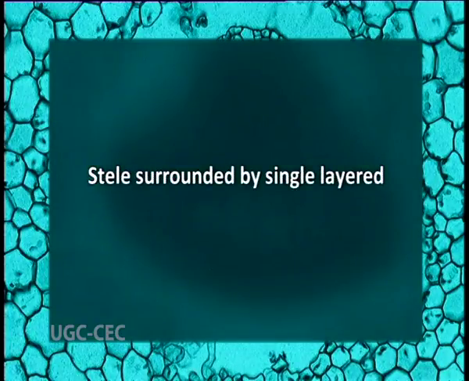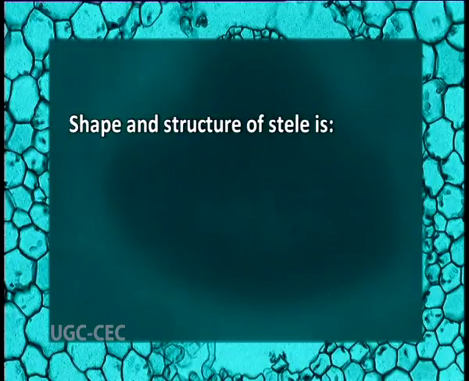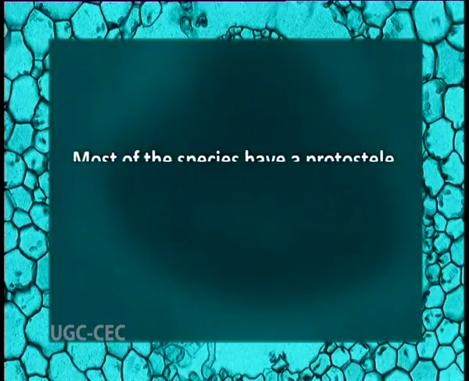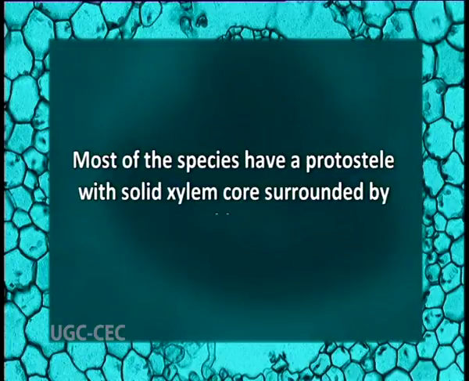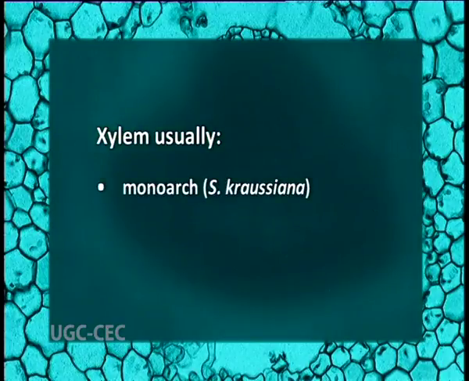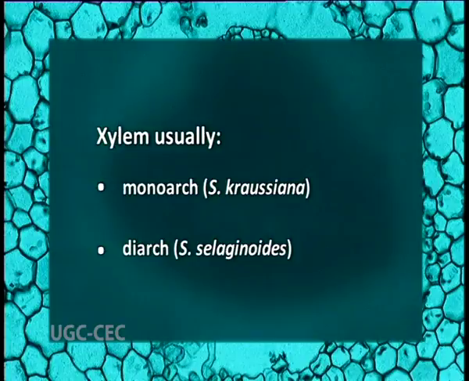The stele is surrounded by a single-layered pericycle. It is circular in Selaginella cruciani and flat or ribbon-like in Selaginella verandicula and Selaginella vigili. Most of the species have protostele with a solid core surrounded by phloem. The xylem is usually monarch, that is Selaginella cruciani, or diarch, that is Selaginella seliginoides.